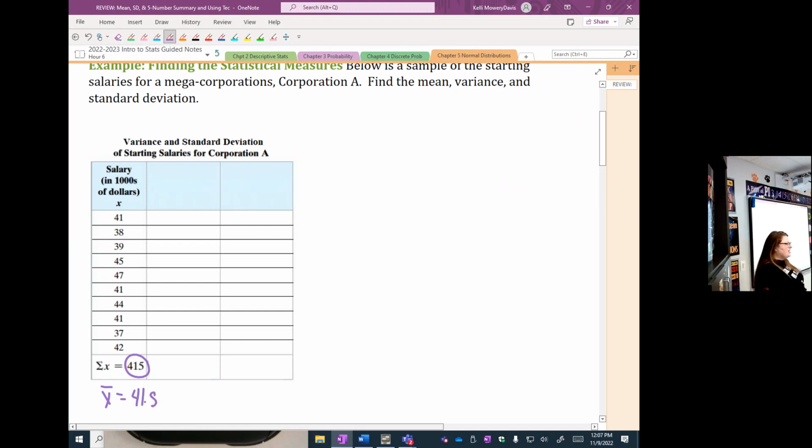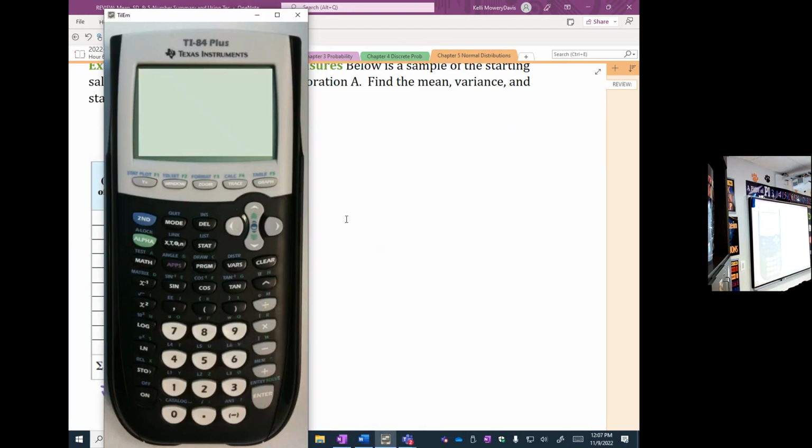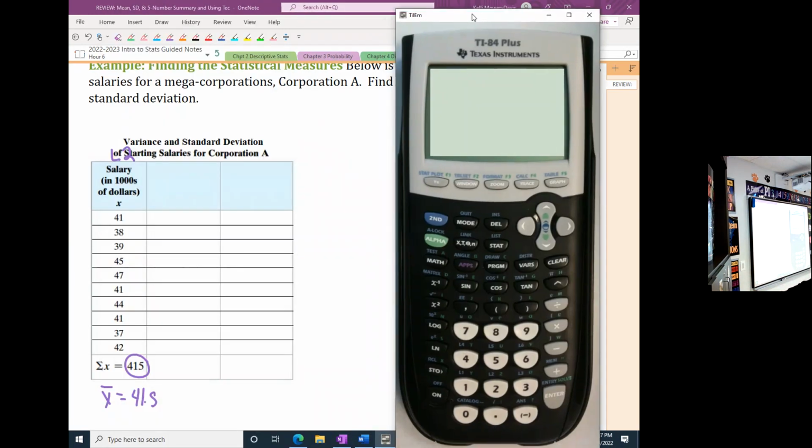Using your calculators, this should go into L1. Then we need to figure out what goes into L2 and L3. Look at the formula above. You should know how to do this. I'm going to go ahead and put my data in. I'm not going to go through all the calculations, but I want you to, and we'll see if we can come up with that standard deviation.